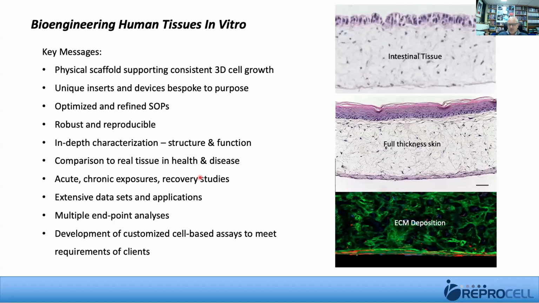So in summary, bioengineering human tissues in vitro is based, for us, on this physical support, Alvetex. We've also designed and manufactured our own plasticware to enable this to work effectively. Standing behind these systems are optimized SOPs. They are robust and reproducible systems. They're well characterized. They can be used for acute, chronic, and recovery studies.